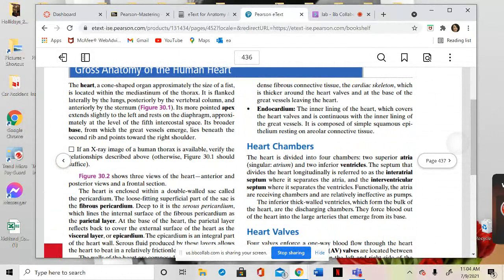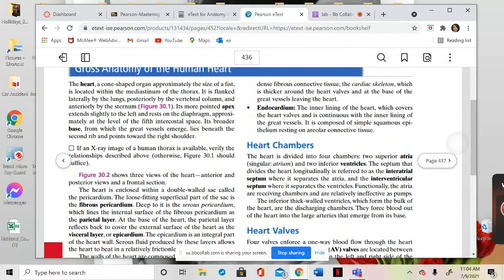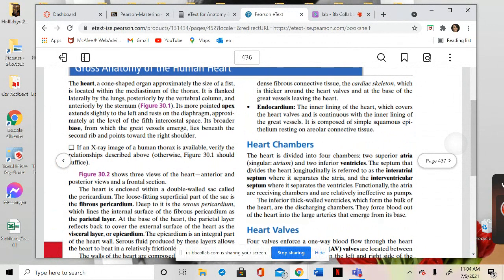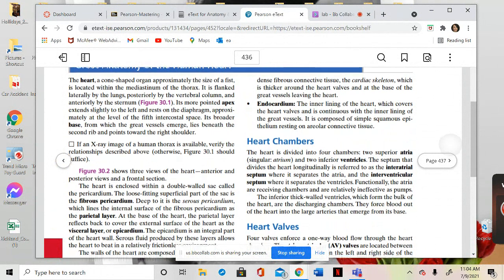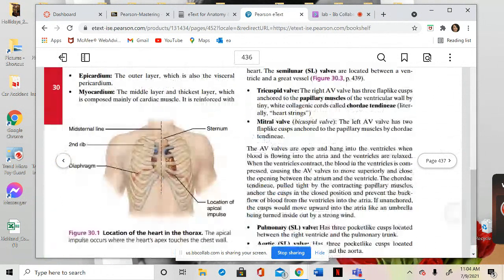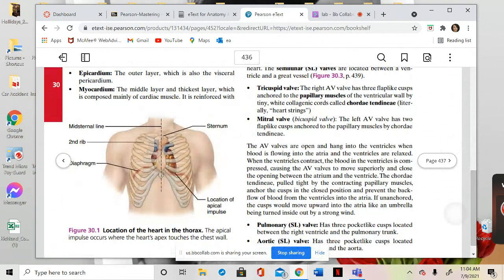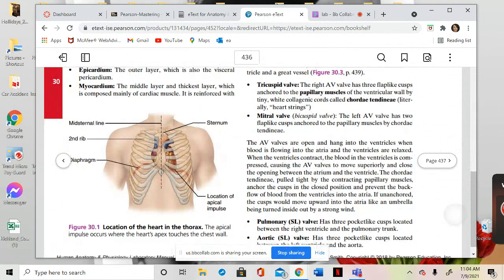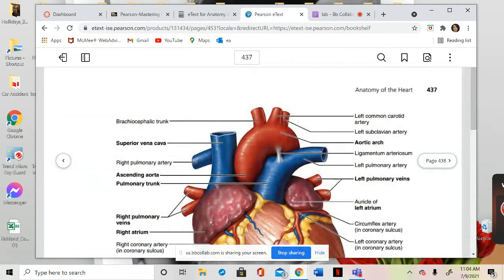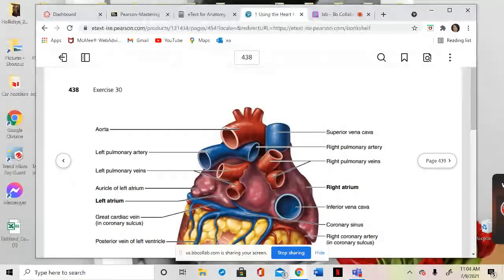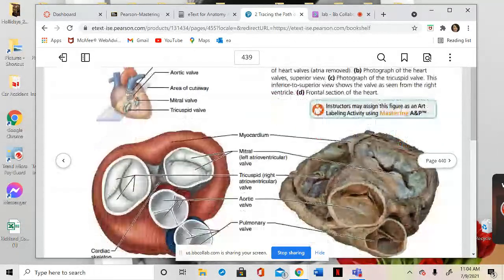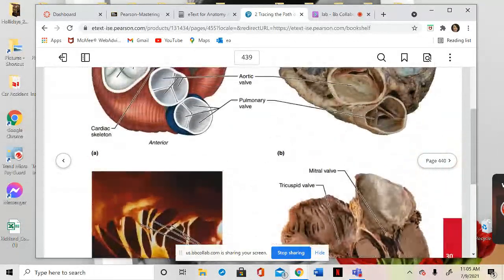The part that is more pointed is called the apex, and it slightly extends to the left and rests on the diaphragm, while the base lies beneath the second rib and points toward the right shoulder. So these are the locations of the heart in the thorax. I want you to get familiar. As I said, all this gross anatomy is really well explained in the lecture.